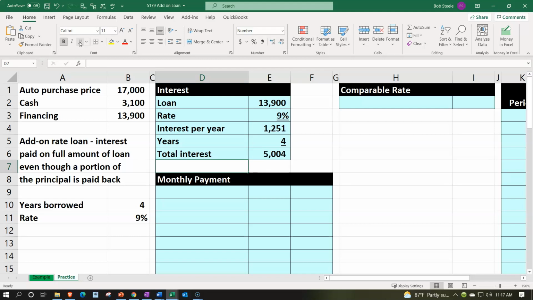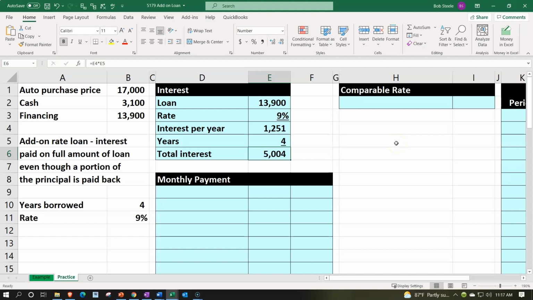Now, if you saw that setup, you might be saying, well, that means that you're going to pay back the principal and the interest at the end of 4 years. That would kind of make sense if that was the case. But no, we're still going to be paying it off monthly. But notice we're paying the entire amount of the interest because we pre-calculated it on the entire loan balance.